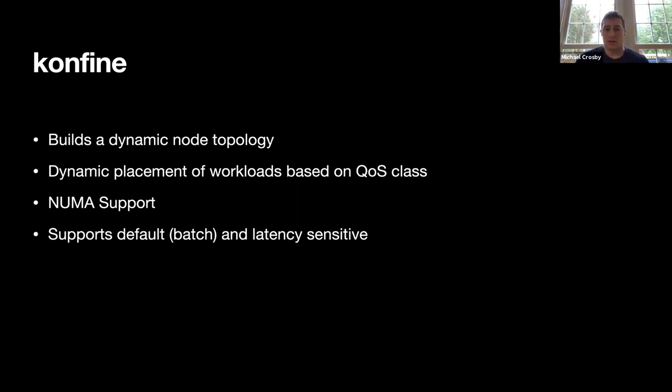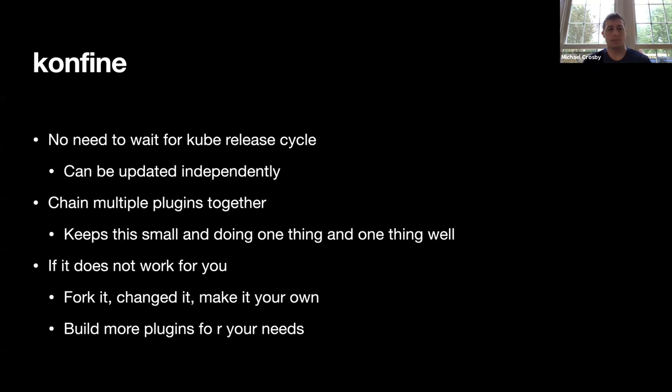So we kind of build a dynamic node topology. It dynamically places workloads on the system based on the QoS class. We have NUMA support. So if your latency sensitive service says, I need to be on a specific NUMA node, or I need to reserve the entire NUMA node, it can do that and it will steal that node away from the batch workloads or return that whenever that workload's done.